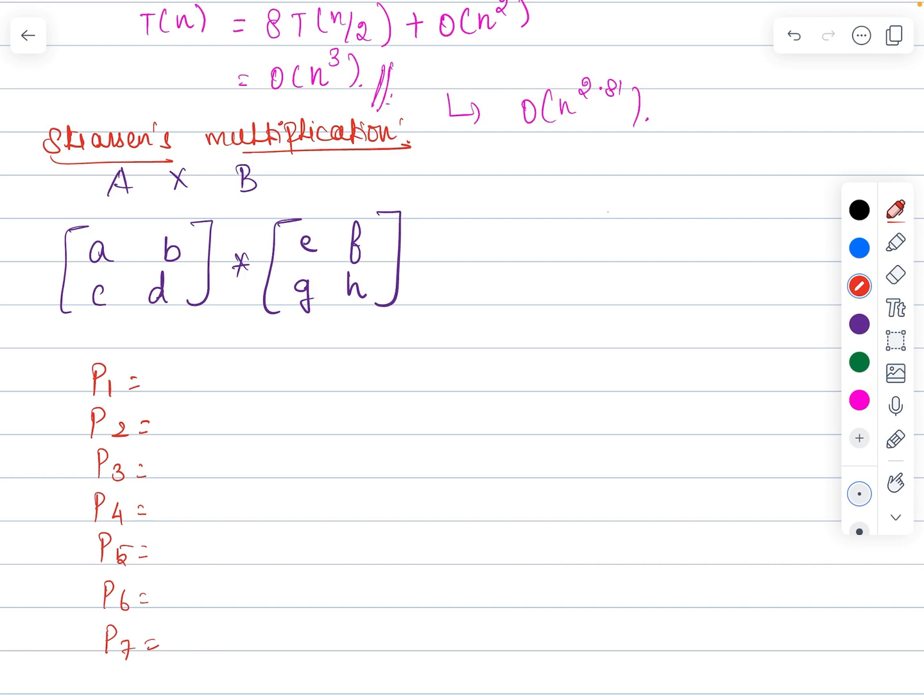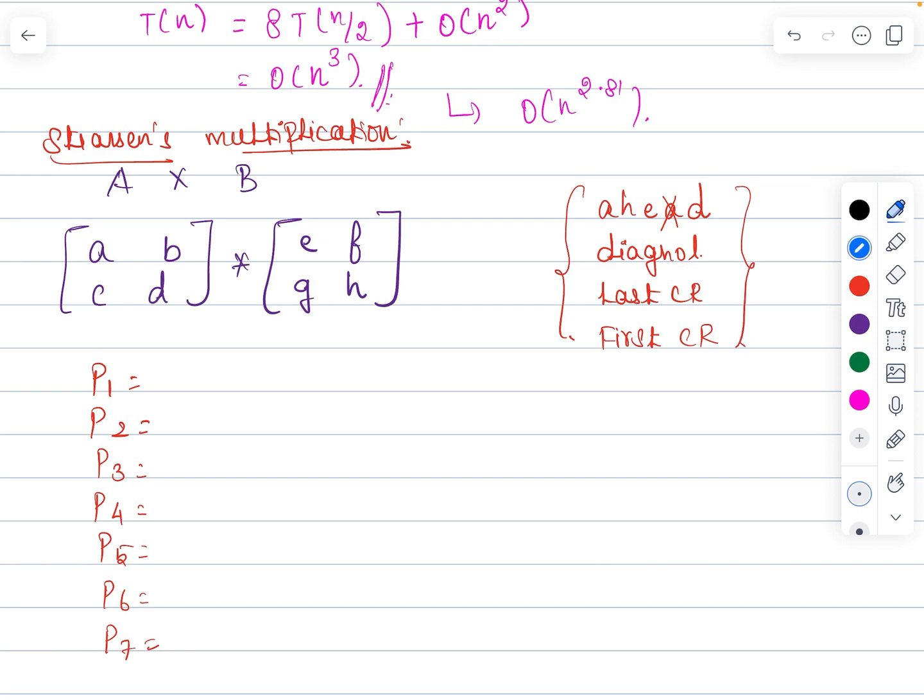To remember these 7 formulas, I will give you one shortcut here. Remember this word, ahead. A alone, you just cut it off. Next step is, remember this word, diagonal, then last column row, first column row. These 4 steps you just keep in your mind. Let us write the formula. First, remember this word, ahead. A alone we are supposed to ignore. A, H, E, D. It has been written now.